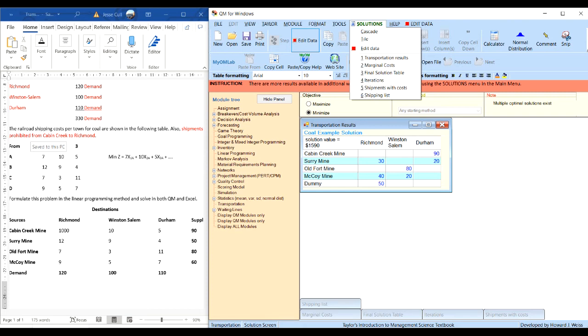This transportation problem represents a value, our transportation cost is going to be $1,590. Now, why did we shortchange Richmond? Winston got everything, Durham got everything. In a fair world, wouldn't we just divide that 50 between all three to ensure that everybody's just a little bit below what they require?